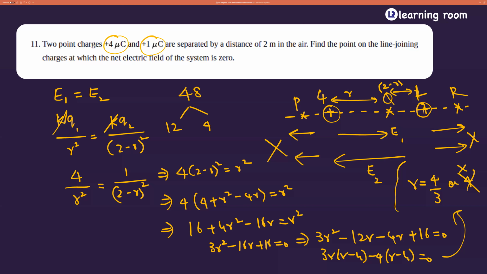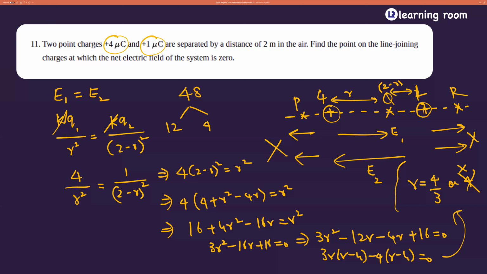Sir, tell me that. Sir, 4 by (2 minus r) square is equal to r square is done now, sir. Can we take square root on both sides? Yeah, you can do that. You can take square root on both sides. But if you take square root, you think you get only one answer, you're wrong. If that is your doubt.